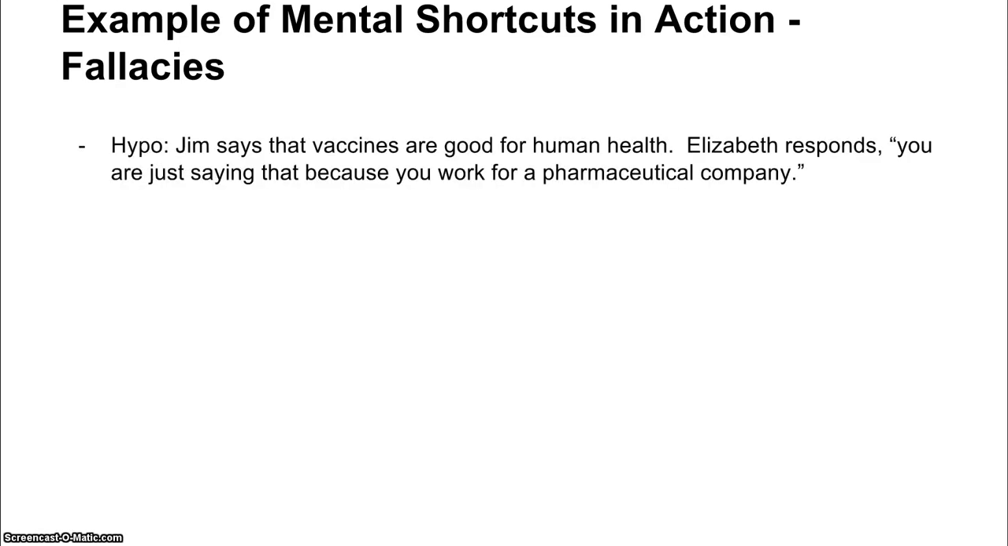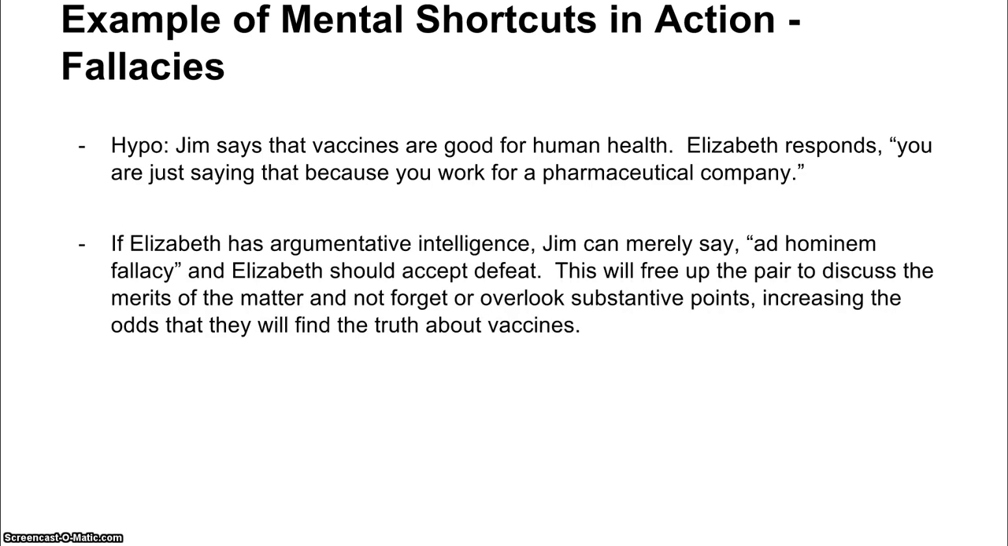Example of mental shortcuts in action: fallacies, hypothetical. Jim says that vaccines are good for human health. Elizabeth responds, "You were just saying that because you work for a pharmaceutical company." If Elizabeth has argumentative intelligence, Jim can merely say ad hominem fallacy, and Elizabeth should accept defeat. This will free up the pair to discuss the merits of the matter and not forget or overlook substantive points, increasing the odds that they'll find the truth about vaccines.